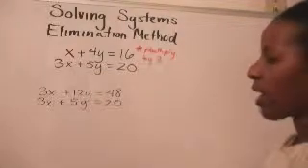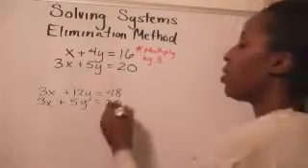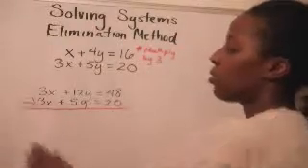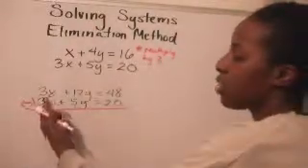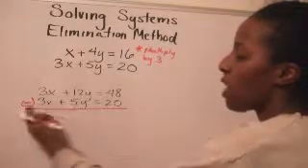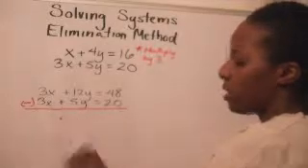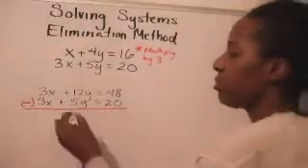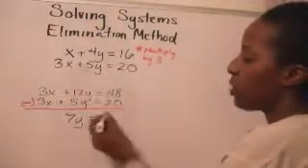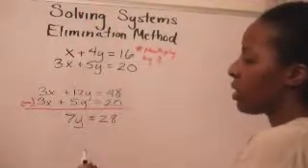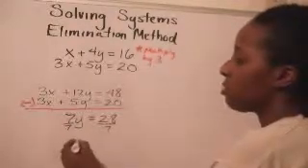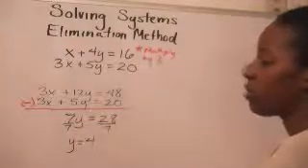Am I going to add or subtract my two equations in order to combine them? Same sign, so we're going to subtract. So 3x subtract 3x is 0, it's gone. 12y subtract 5y is 7y. And 48 subtract 20 is 28. I'm going to divide by 7 on both sides, and y comes out to be 4.